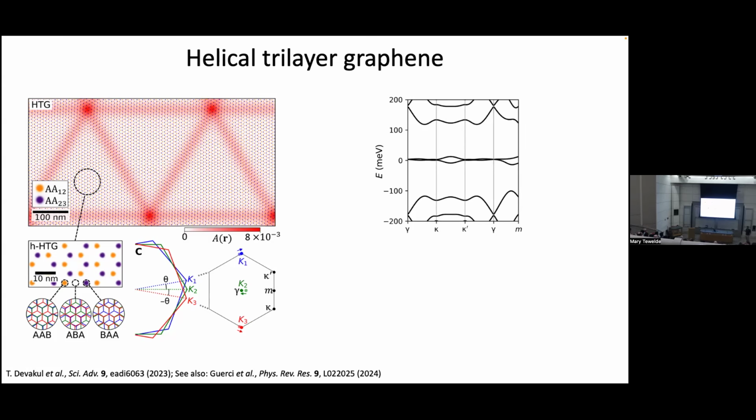So if you just calculate what is the band structure that you expect for this uniform moiré periodicity in helical trilayer graphene within one of these triangular domains, you get something that looks like this. What you should see is that there are some low energy electronic bands. They're relatively flat, and they're separated by fairly large energy gaps to the more dispersive bands at higher energies.